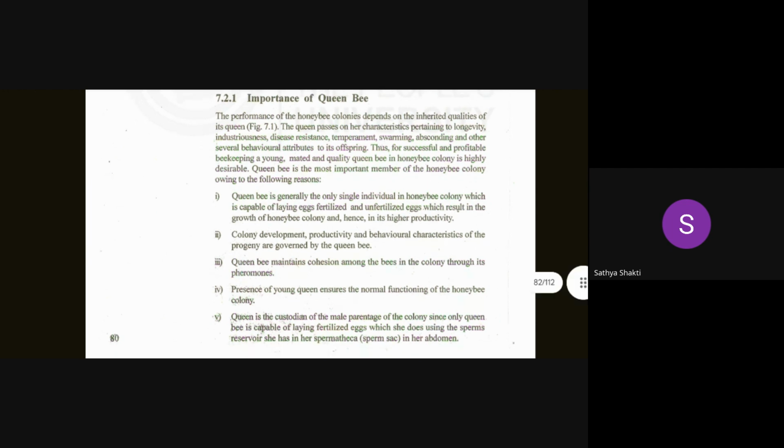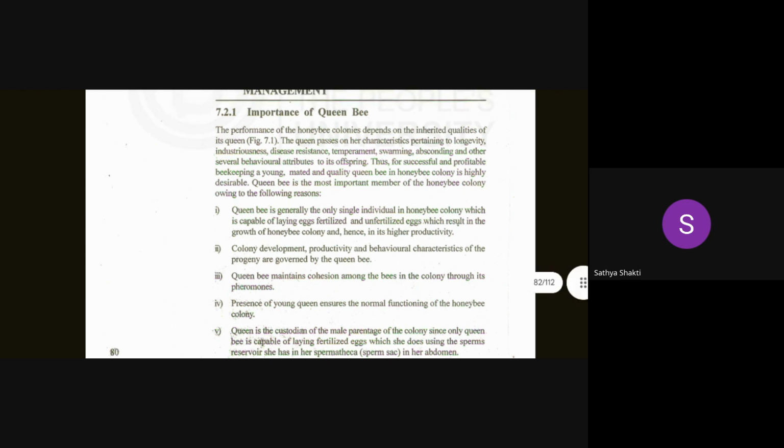which has very good traits. Okay. Queen bees must have very good genetic traits. That is, they must be very disease resistant. Then they must show temperament that must not become aggressive with small things. The stinging behavior must be very less, and swarming behavior and absconding behavior must be very low.